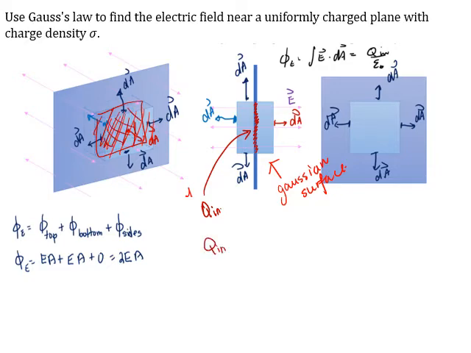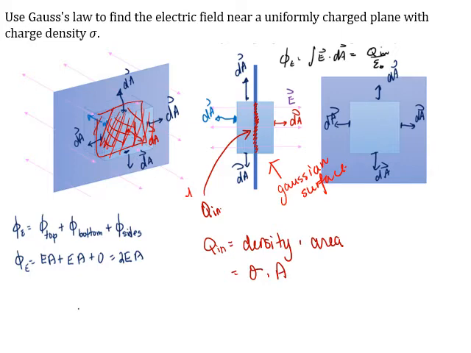So Qin is going to be the density. Here we have a two-dimensional object, so we're talking about surface area charge density times the area of the plane inside the Gaussian surface. Okay, so density has a symbol of sigma. The area is equal to A that we found in the previous part, sigma times A. So that's our Q enclosed.